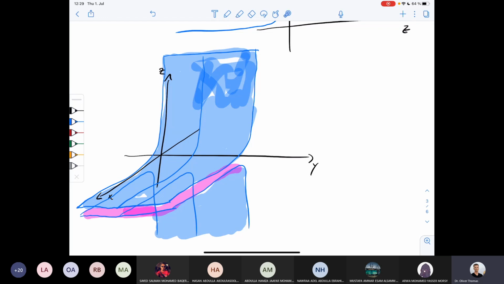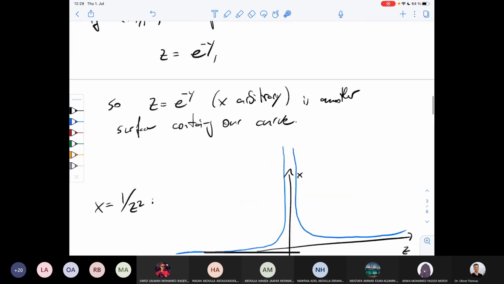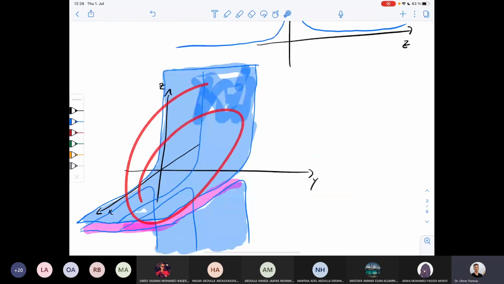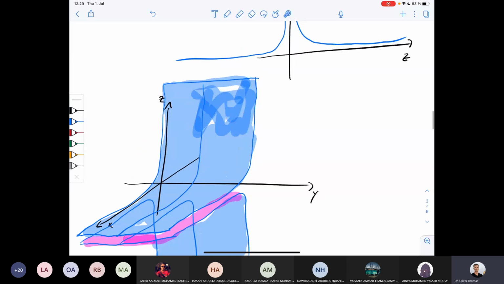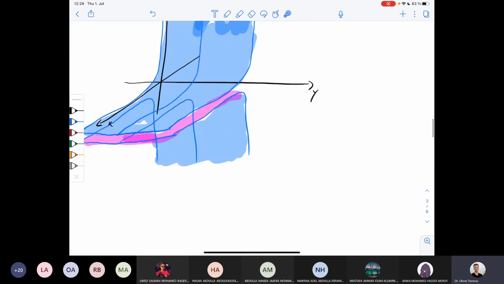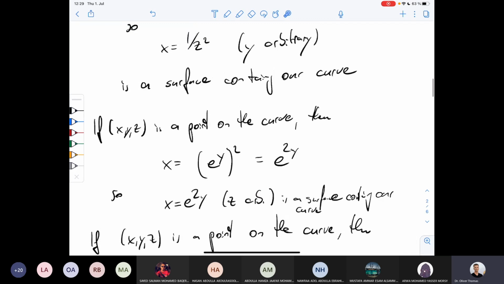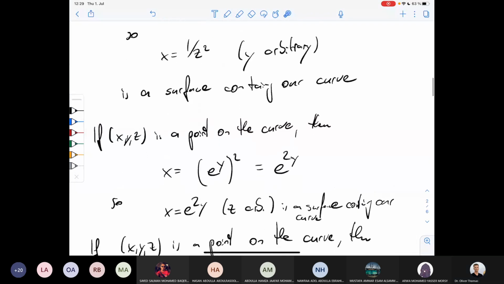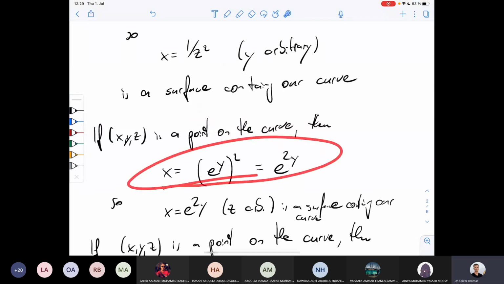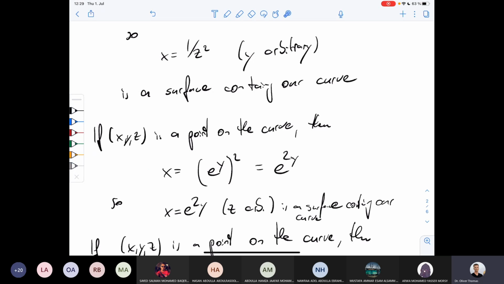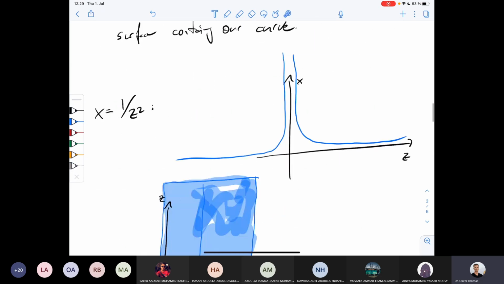But the idea, of course, was just to take the curve and move it left and right, and then this gives us a surface. And this surface over here is going to contain the original curve that we started with. Okay, let's go to the second one. The second one is this relation, x is equal to e to the 2y.